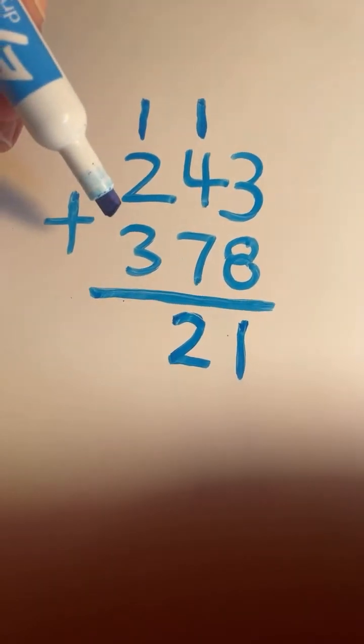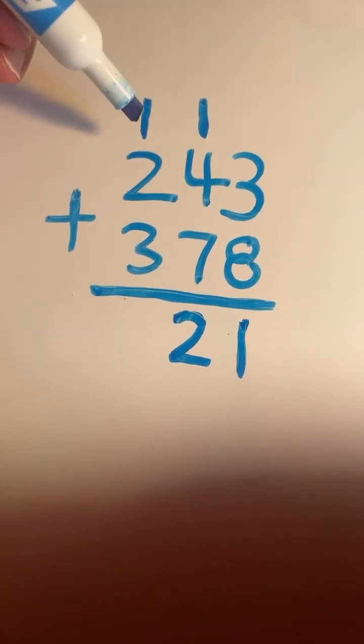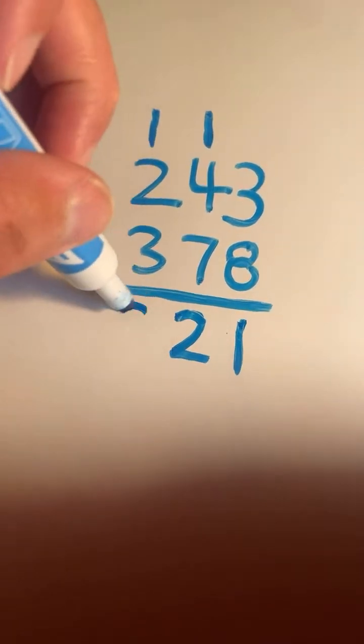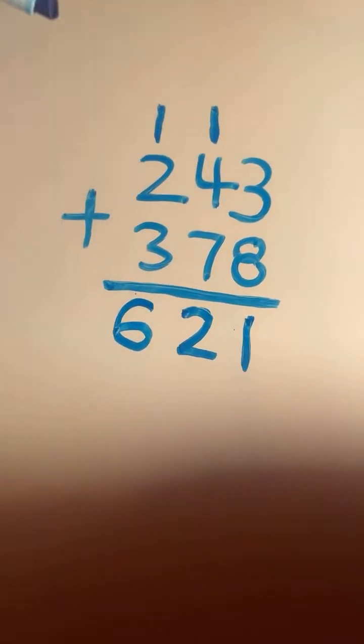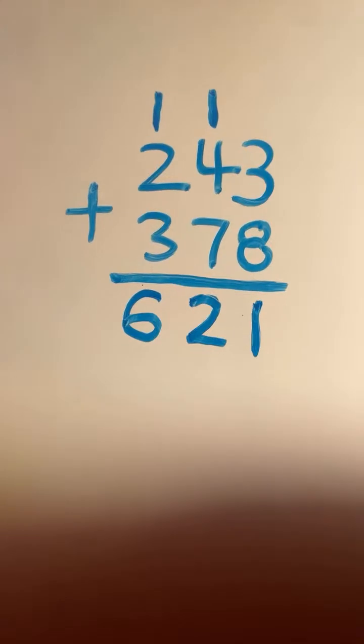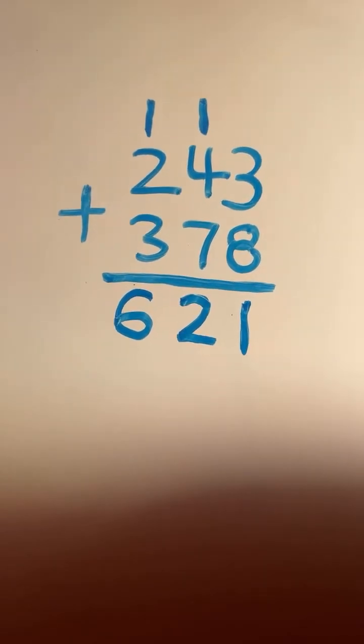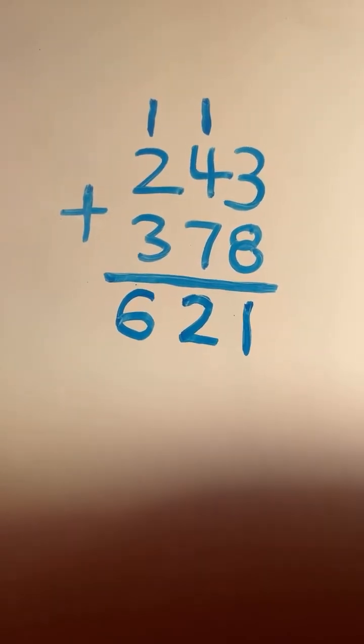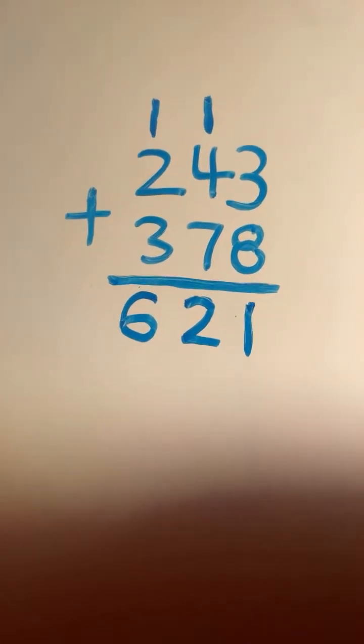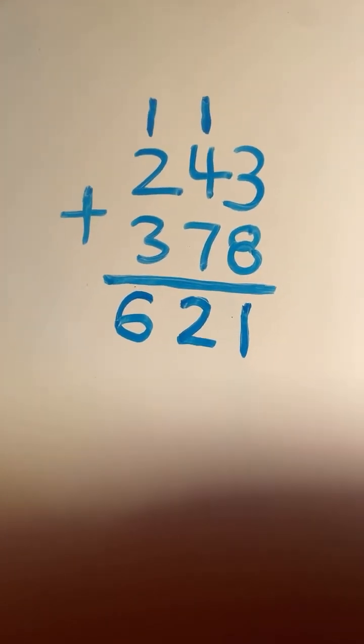Two plus 3 equals 5. We have to add the 1 that we carried over. 5 plus 1 equals 6. And we have our final answer. 243 plus 378 equals 621. All right, moving on to the next example problem.